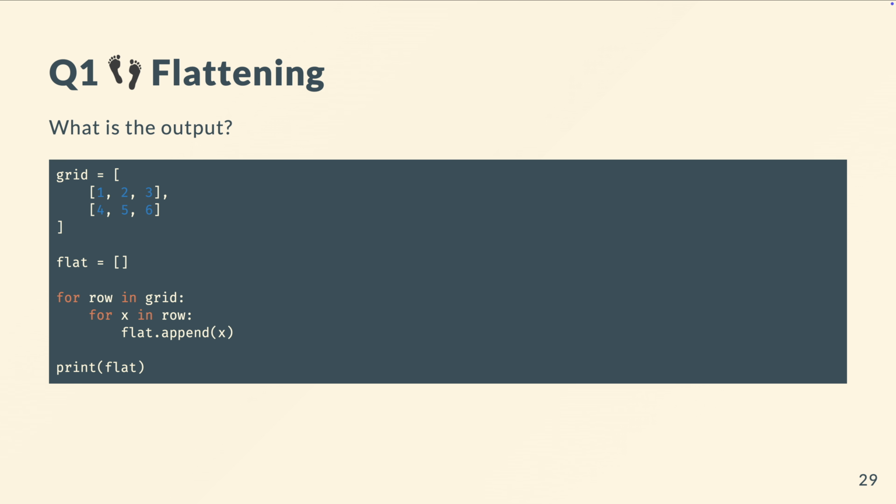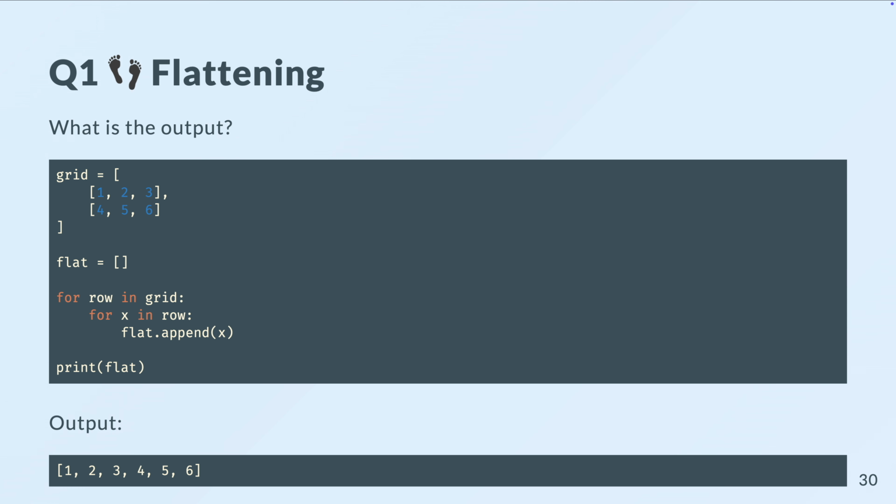Question 1. Flattening. We have a 2D list called grid. Its first row contains 1, 2, 3. The second row contains 4, 5, 6. The code uses nested loops and append to flatten it. What will be printed at the end?